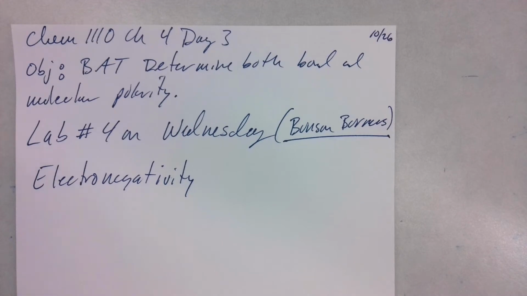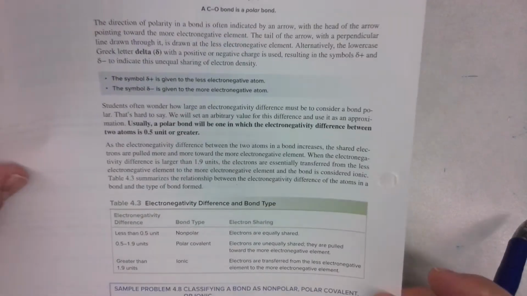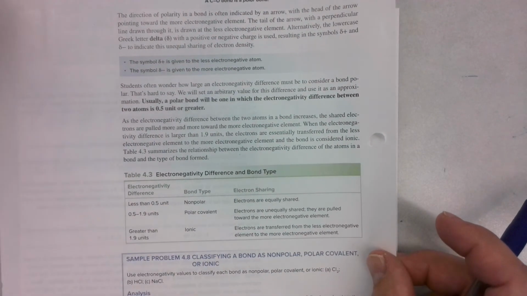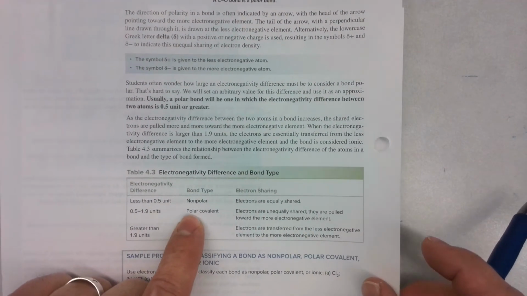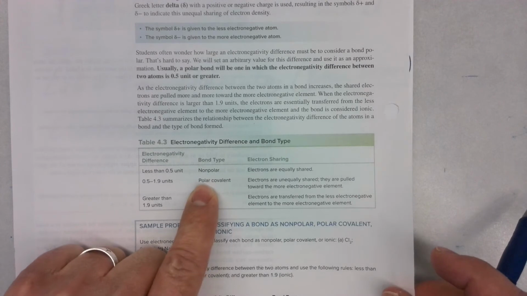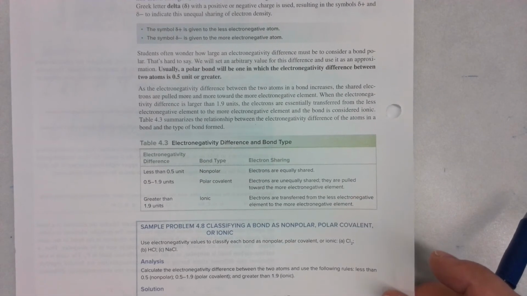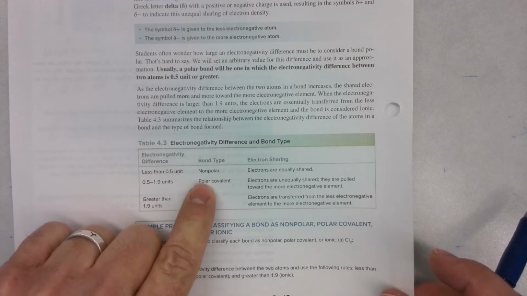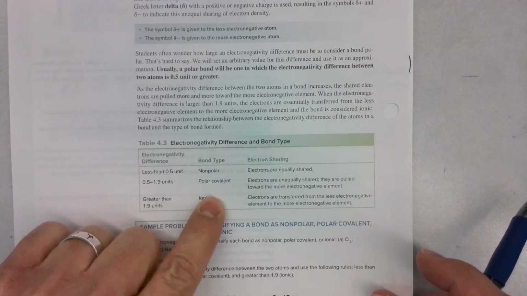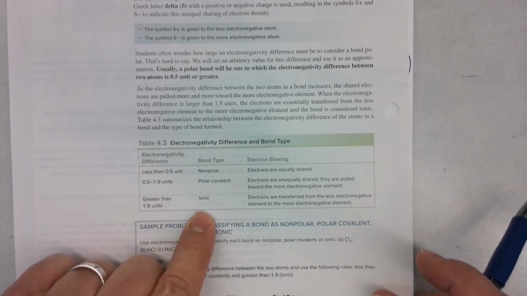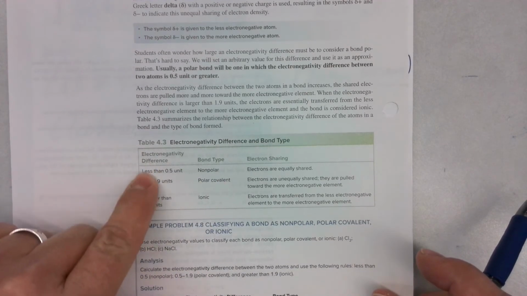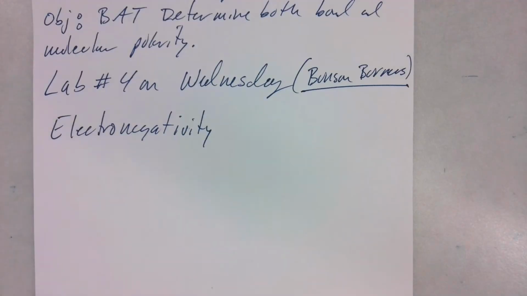Now, let me just show you right here. This is a little chart on page 126, and it tells you what kind of bond you have. We're going to deal with 3 main kinds of bonds right now: you've got nonpolar covalent, you've got polar covalent, and you have ionic. And they fall into this range. So what that means is this.